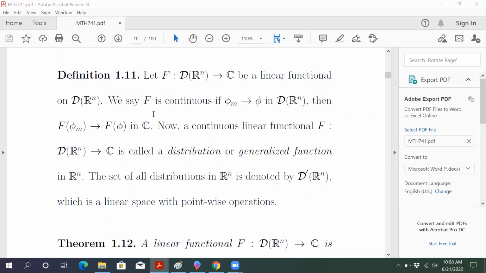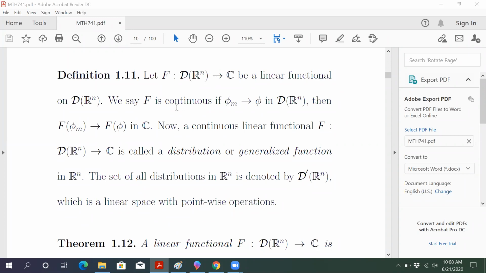Definition 1.11. Suppose that F from DRN into C is a linear functional. We already gave you the definition of a linear functional. This DRN is a complex vector space. When we say we have a linear functional on DRN, it means a linear map from DRN into C. Now look here. We say that F is continuous.